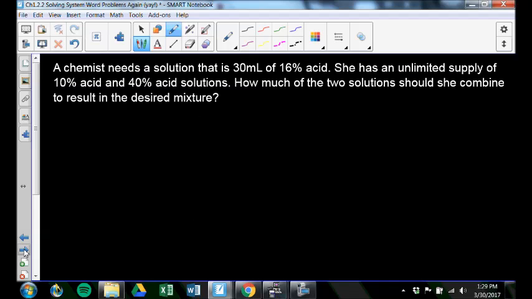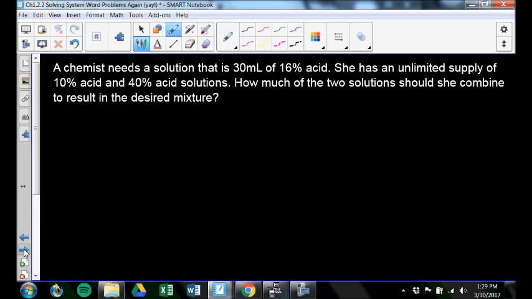We did a problem like this on the last video. A chemist needs a solution that is 30 milliliters of 16% acid. And solution just means a fluid, a liquid. So 30 milliliters of 16% acid. She has an unlimited supply of 10% acid and 40% acid solutions. How much of these 2 solutions should she combine to result in the desired mixture?